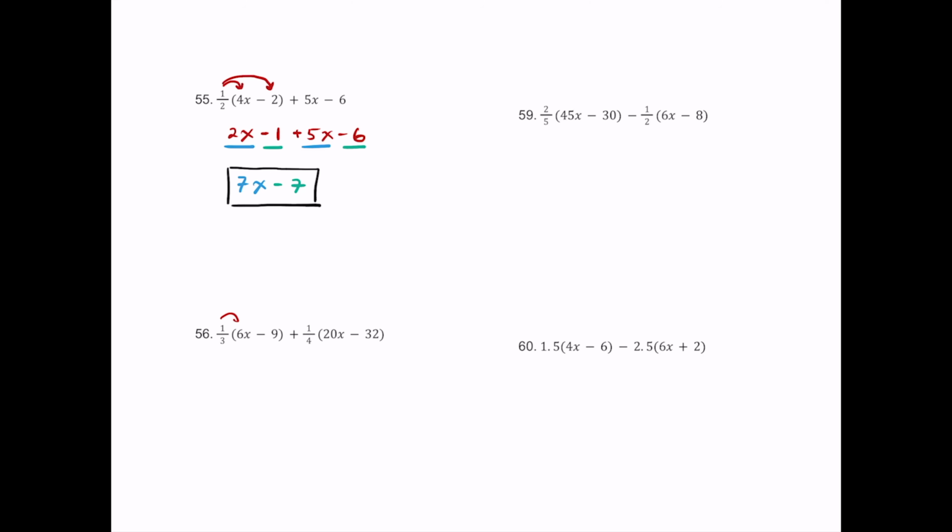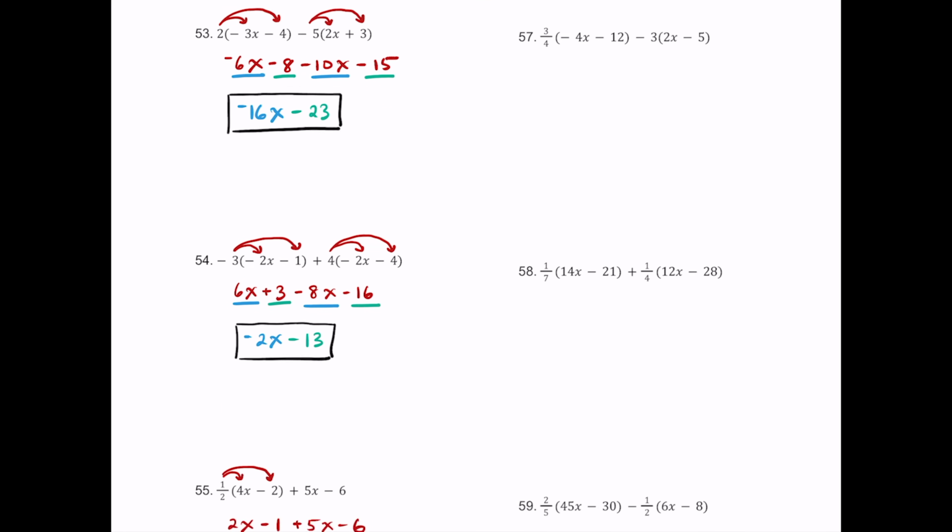For 56, let's distribute this third. Let's take a third of each of these things. So a third of 6x is just going to be 2x, and a third of taking away 9 is just taking away 3. Then let's take a fourth of this and take a fourth of this. So a fourth of 20, 20 divided by 4 is going to be 5. And then a fourth of 32, well, 32 divided by 4 is going to be 8, so it's going to be taking away 8. And so 2x plus 5x is going to be 7x. And then taking away 3 and taking away 8 is going to be taking away 11. Done.